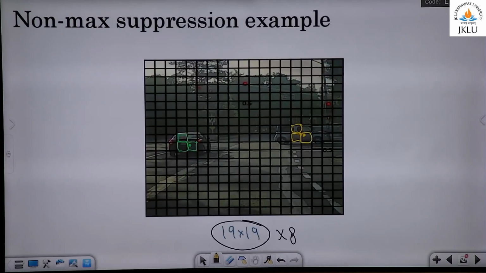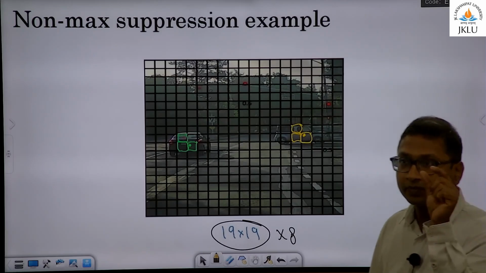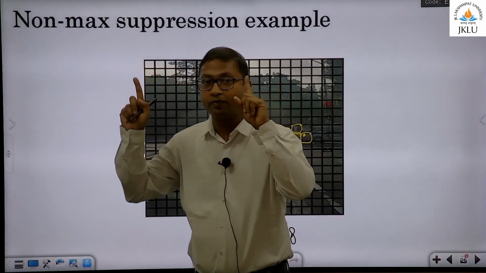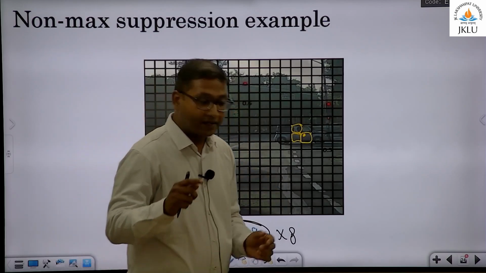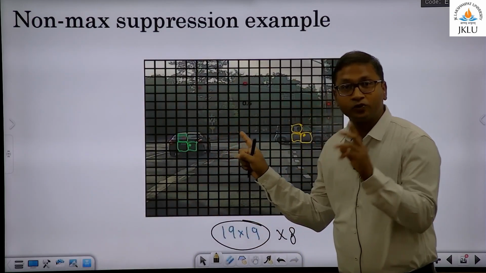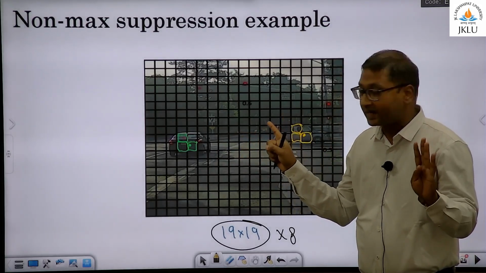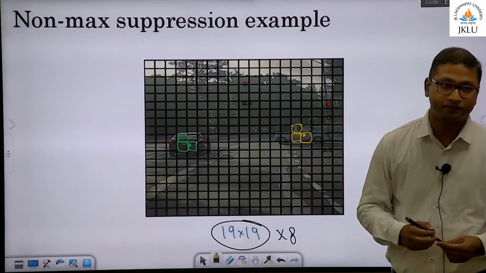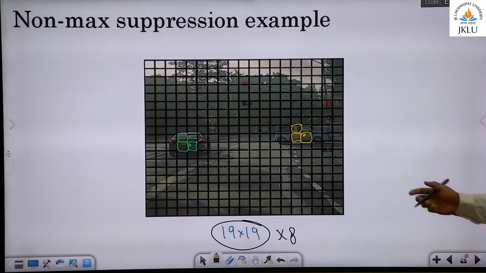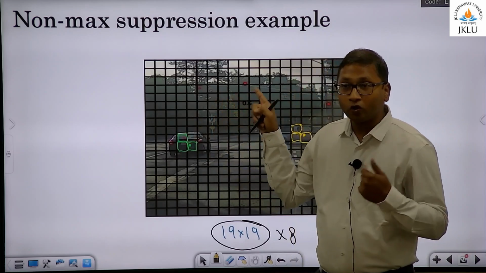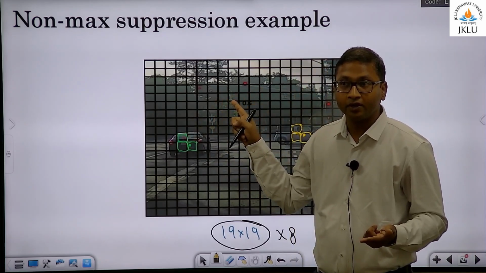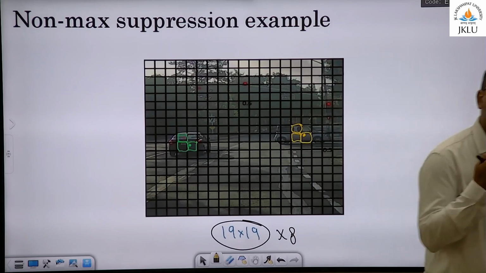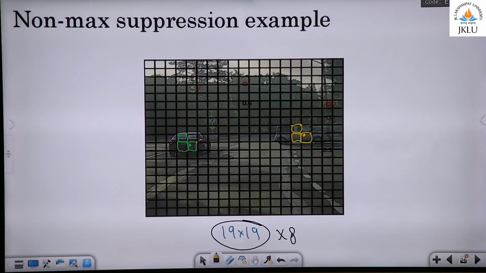So see, every grid cell will give you one bounding box. So we are still having this problem of every grid cell giving me only one. But if I break this thing into 3 cross 3 versus 19 cross 19, which one will be able to detect more objects? 19 cross 19, right? Why will 19 cross 19 detect more objects compared to 3 cross 3 in general?